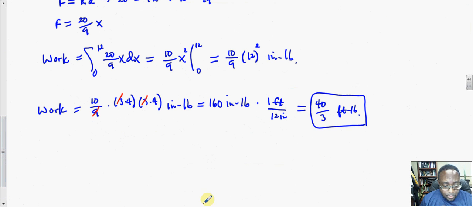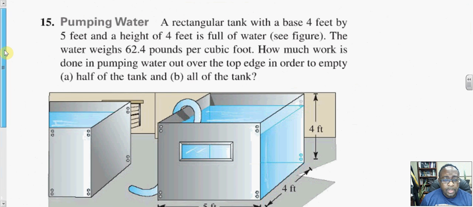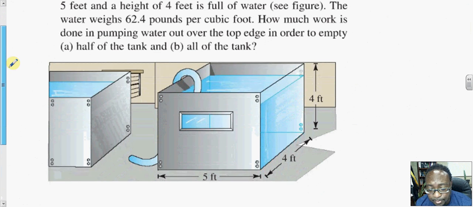Now, the next problem, here, pumping water. A rectangular tank with a base of 4 feet by 5 feet and a height of 4 feet is full of water. The water weighs 62.4 pounds per cubic foot. That's the weight density of water. How much work is done in emptying water out over the top edge in order to empty part A, half of the tank, and then part B, all of the tank.